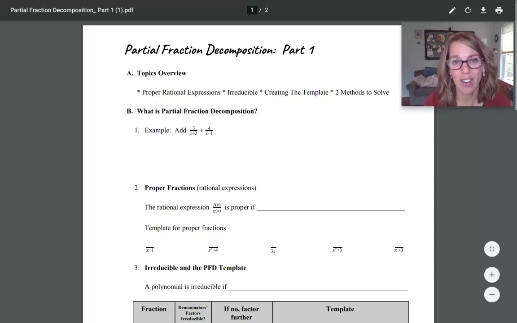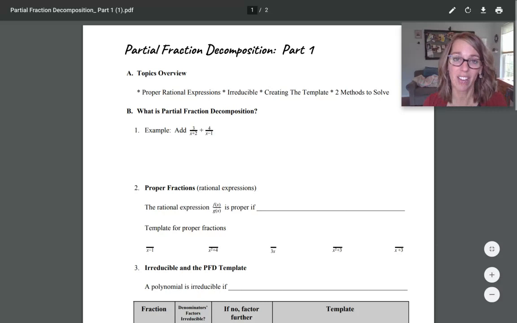So we've seen how to add regular fractions together, like 1/2 plus 2/3. We've also seen how to add rational expressions, so polynomials over polynomials, by finding common denominators. This process works our way backwards. We're essentially starting with the answer, the rational expression, then working our way back to much simpler fractions.